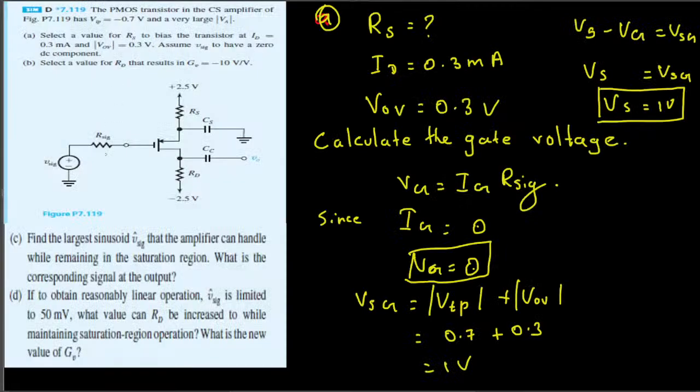And now let's go ahead and see the B part. The B part is asking: select a value for Rd that results in Gv equal to minus 10 volts per volt. That's the gain. Now here you have Gv provided. We have to find out what Rd is.